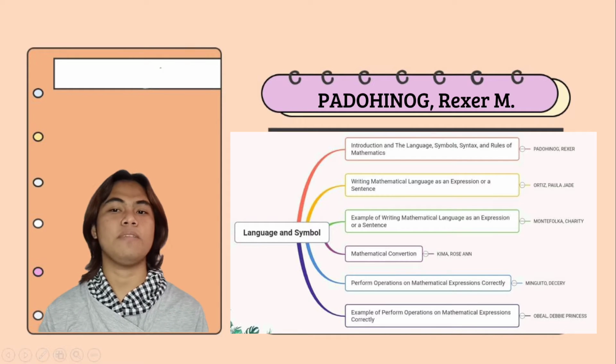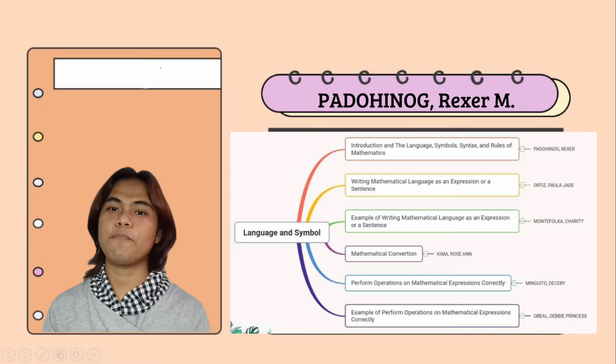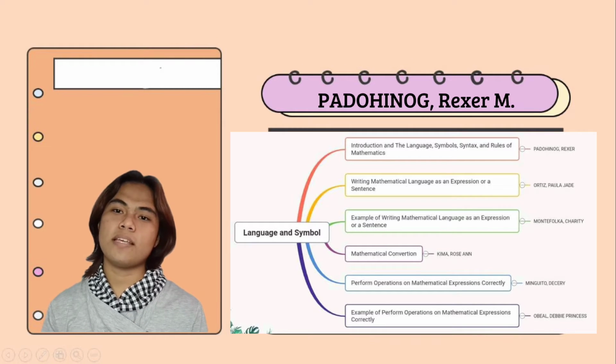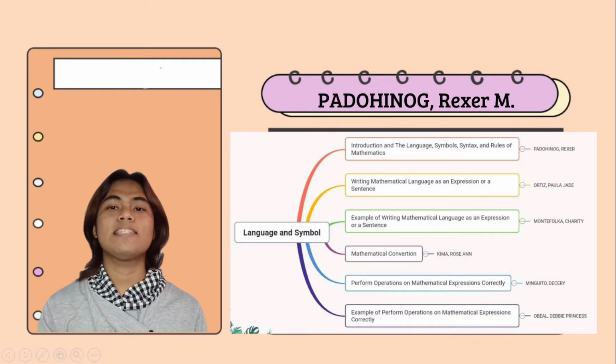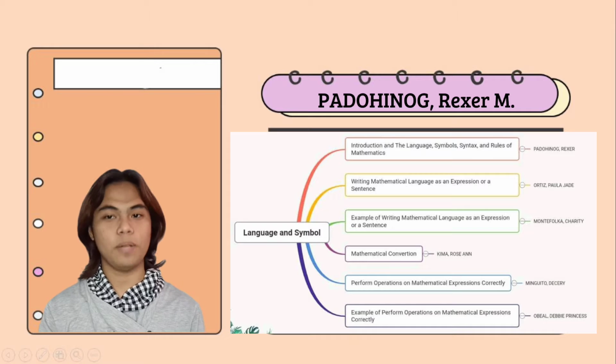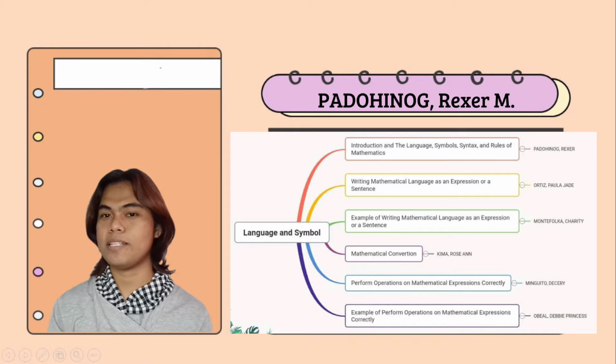Fourth, mathematical conversion by Miss Rose Ankima. Fifth, perform operations on mathematical expressions correctly by Miss Desiree Mingito. And lastly, examples of performing operations on mathematical expressions correctly, to be discussed by Miss Debbie Princess Obian.